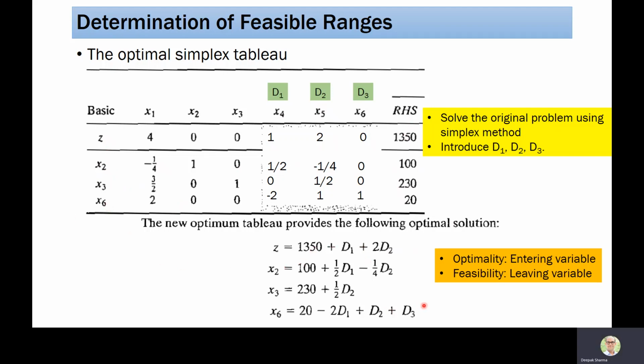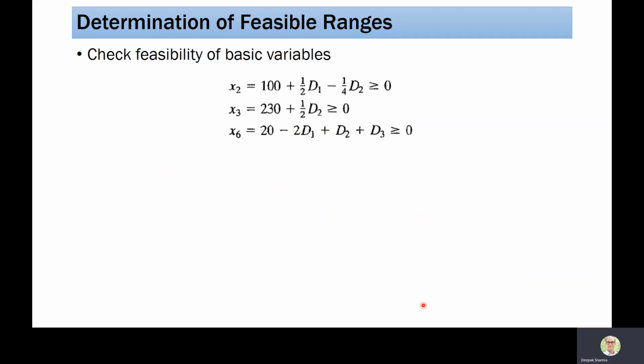Now with this, we are going to find the feasibility range for the dual prices. Feasibility means that since we are changing the right hand side, the values of X2, X3 and X6 can change. This we can understand. These are basic variables, so these basic variables should be greater than or equal to 0.